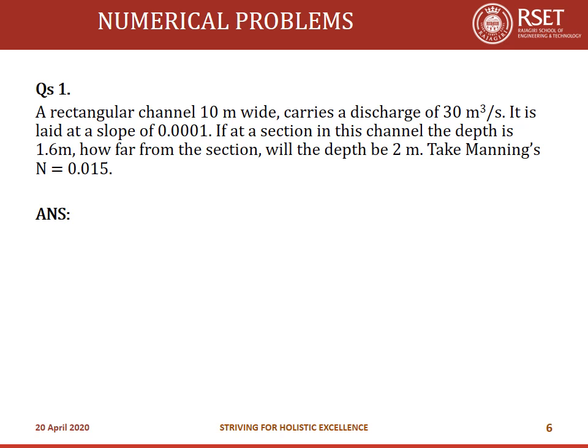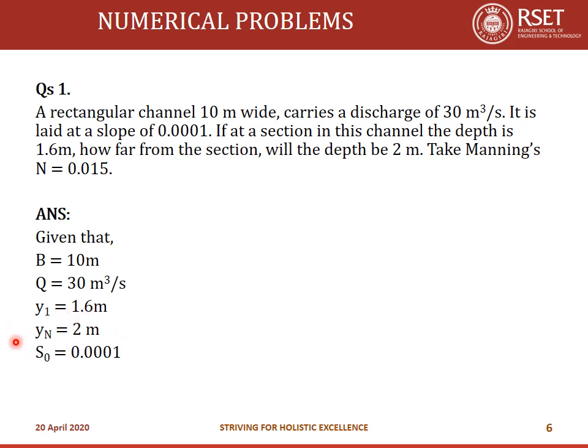So let's first take the given data. Given that B is 10 meter, Q, which is discharge, is 30 meter cube per second. The initial depth is 1.6 meter. The final depth is 2 meter. S0 is 0.0001, and Manning's constant is 0.015. These are the given values.